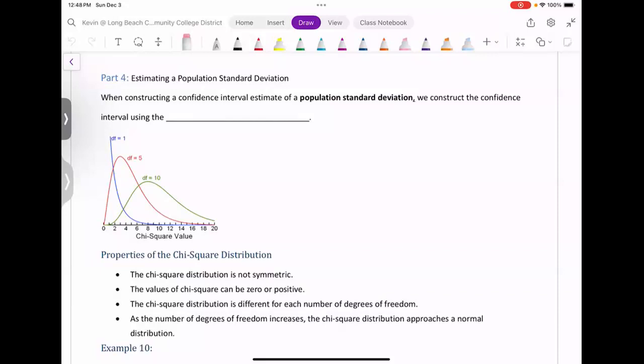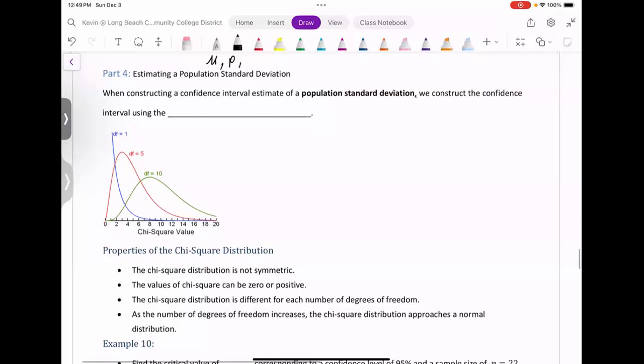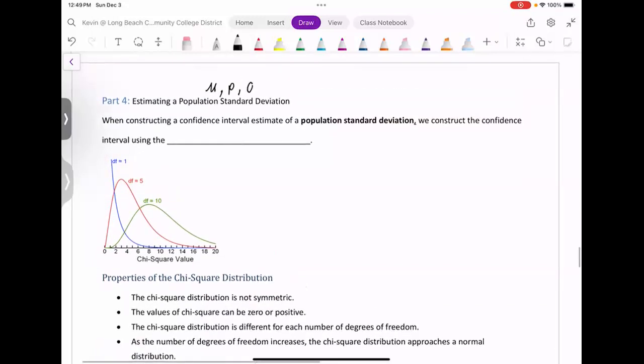Let me write those down. So far we have found a confidence interval for mu. We found one for the true proportion p, and now finally we are to the standard deviation or variance. We'll find both actually, and so that is our focus today. Unfortunately, our calculators don't have a program already set up for this, so we're gonna have to do these by hand, which is why I have a separate video for them.